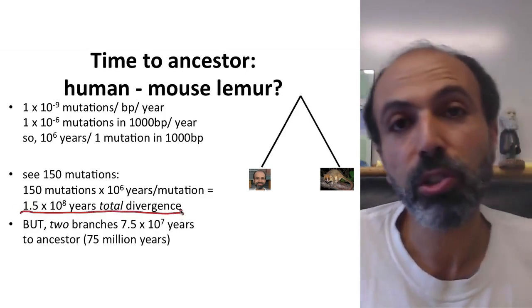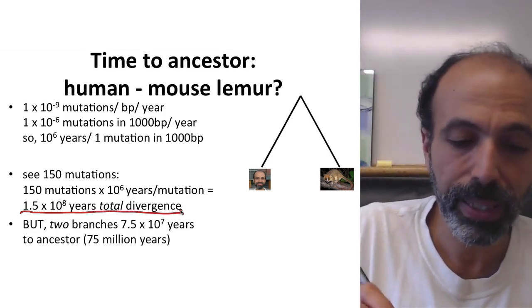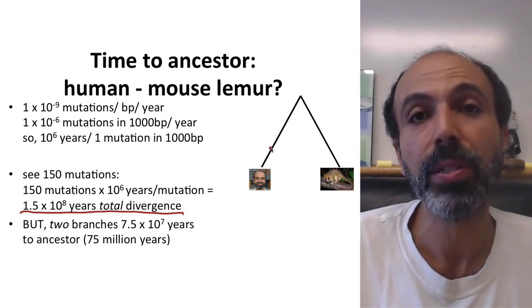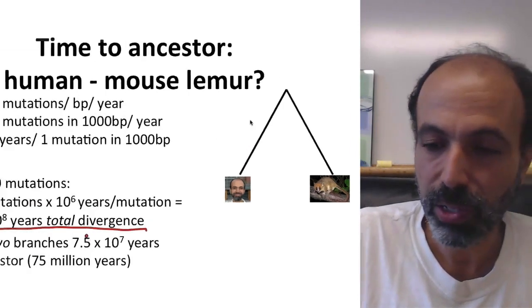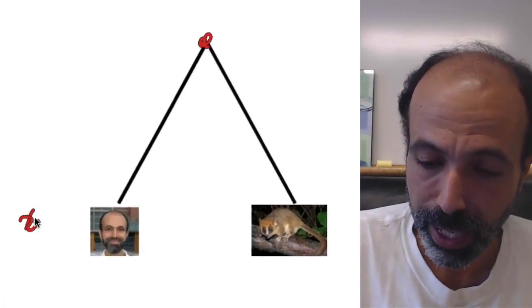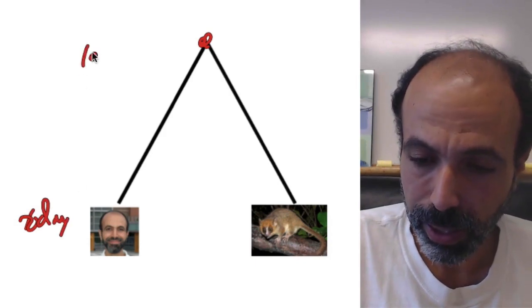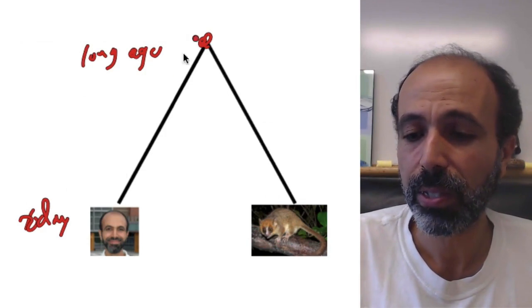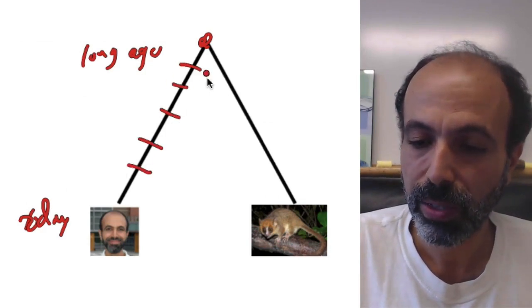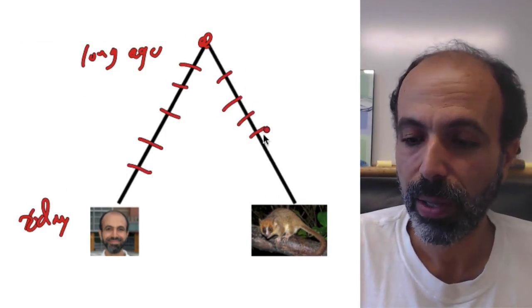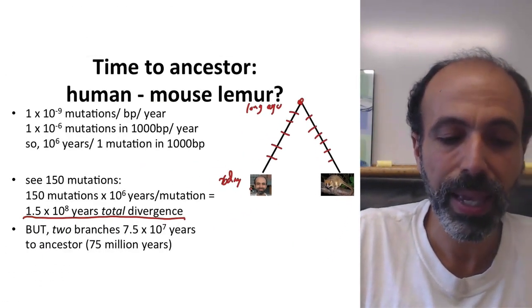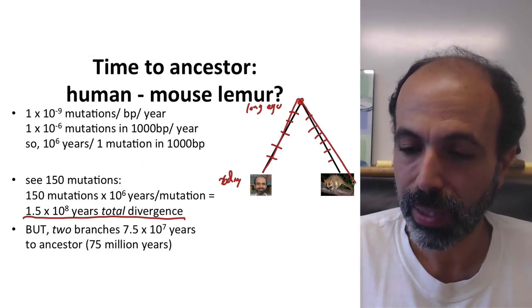This seems like it should be the right answer, right? Because this is saying this is how long it should have taken for us to get these 150 mutations. The problem is there's two branches. So here's our common ancestor in time. Here's today, here's long ago. So we have this change over time. We have these 150 mutations that distinguish us. Now some of these mutations are on this lineage, but some of them are also on this lineage. So when we're saying this 1.5 times 10 to the eighth years, we're actually summing both of these things together.